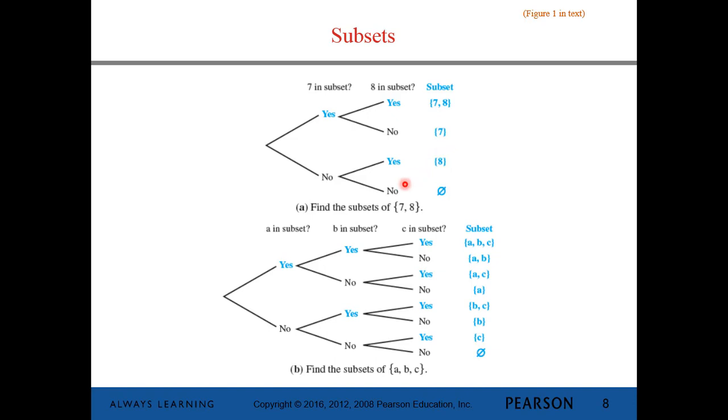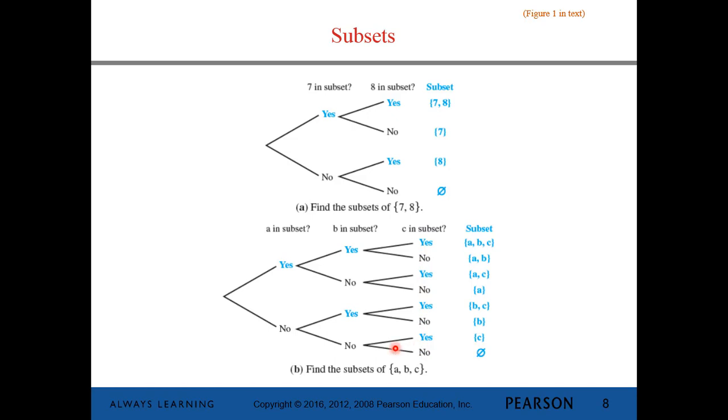And now we can expand this to 3. Let's take the letters A, B, and C, and see how many different subsets we can get using our tree diagram. Again, for A, we could have yes or no. And then for each branch that we go down, B could be yes or no. So it could be yes or no for this one, yes or no for this one. And then for the third one, it's going to be yes or no for all of the 4 branches. And so what do we end up with? We end up with 8 possible subsets.